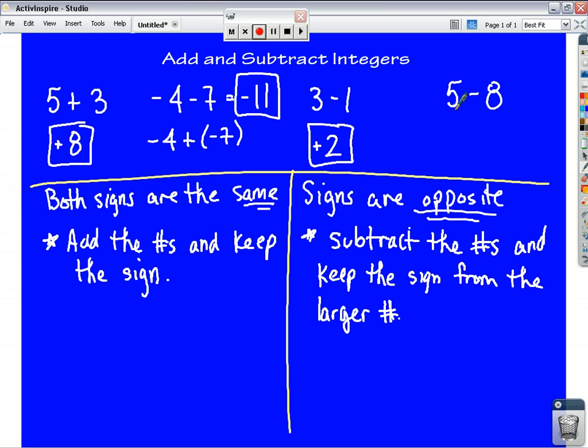If we look at the second example, we have a 5 minus an 8. Now these signs are opposite. This is a plus 5 and a negative 8, so we're going to subtract the two values, right? We always take the larger number and then subtract the smaller number from it. 8 minus 5 is a 3. Now what is larger, an 8 or a 5? An 8 is larger than a 5. What's the sign associated with the 8? It's a negative. Your answer is negative 3.